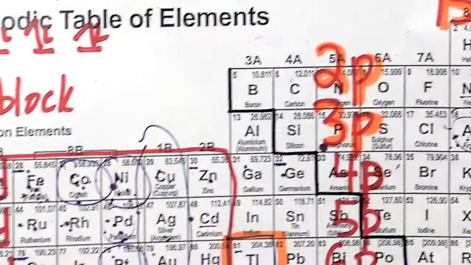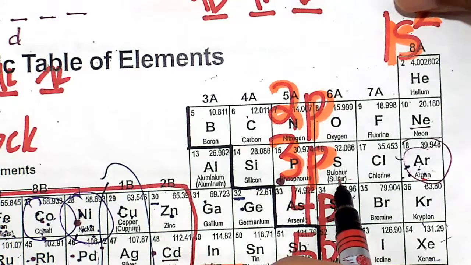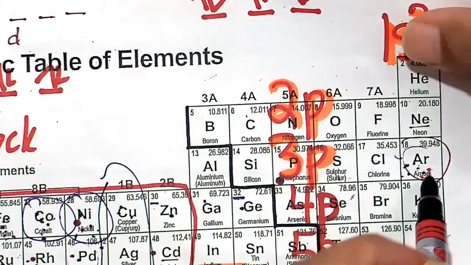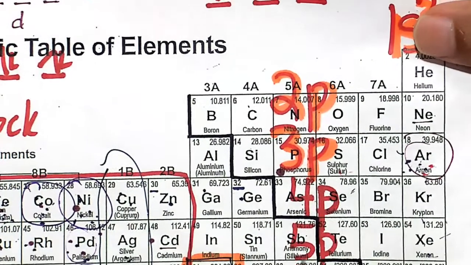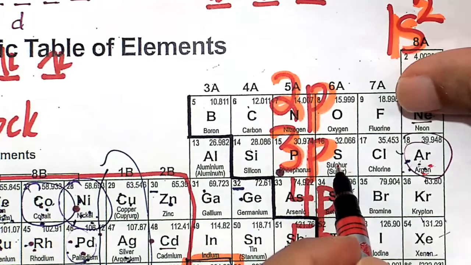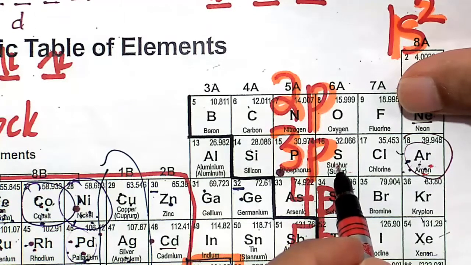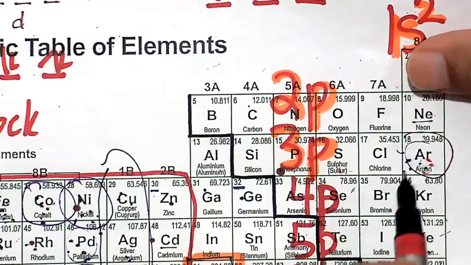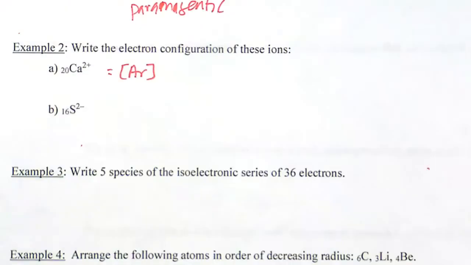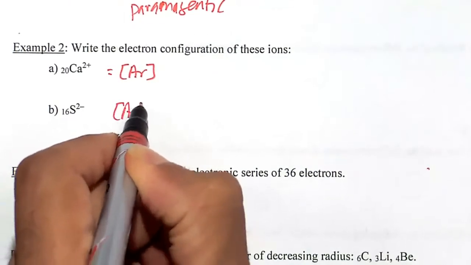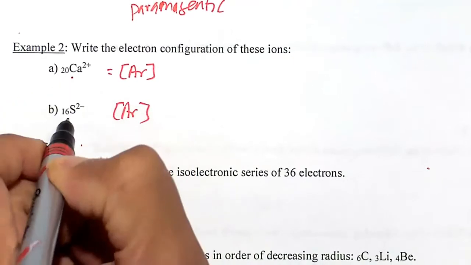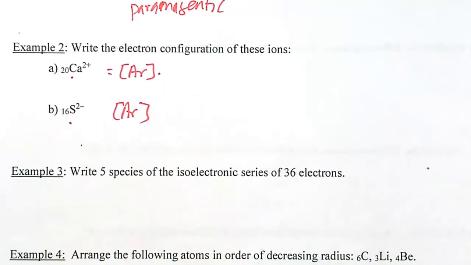S minus 2 is the same thing. Gaining 2 electrons, it will have the same electron configuration as argon. S has 16 electrons, so S minus 2 gains 2 electrons. It will be the same electron configuration as argon. So in fact, we can call these 3, calcium plus 2, S minus 2, and argon, isoelectronic.